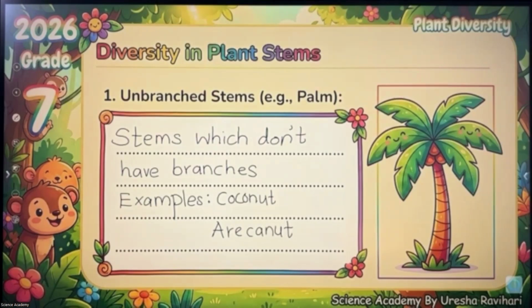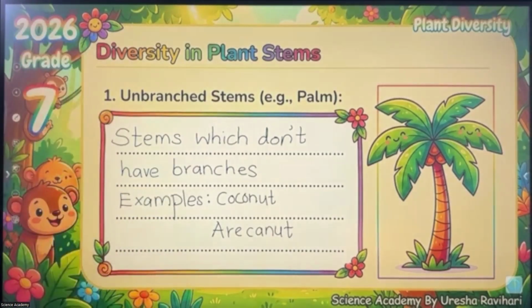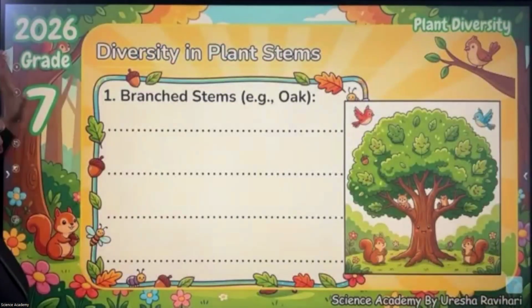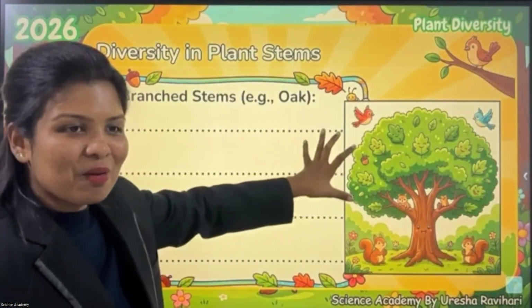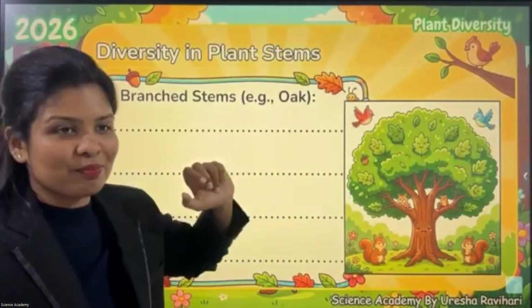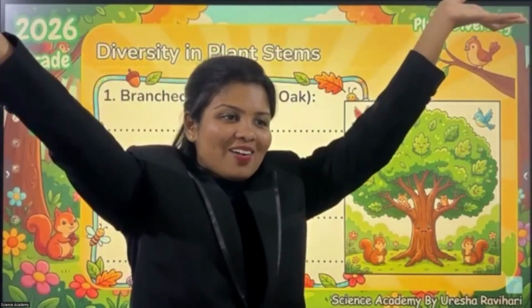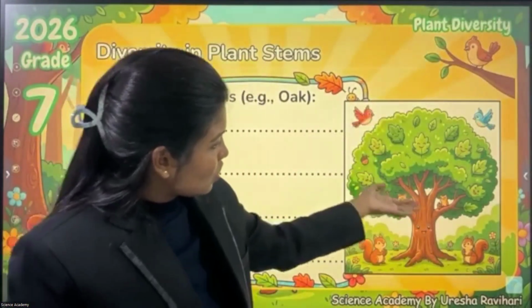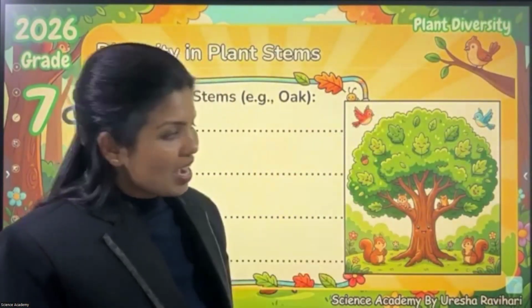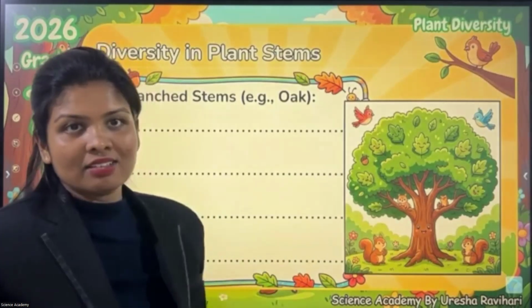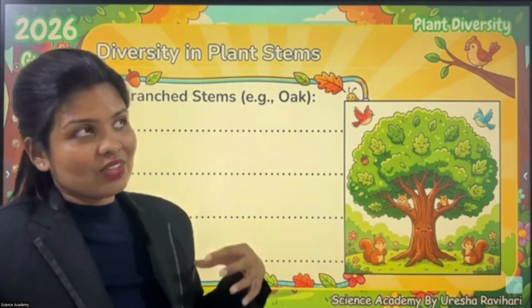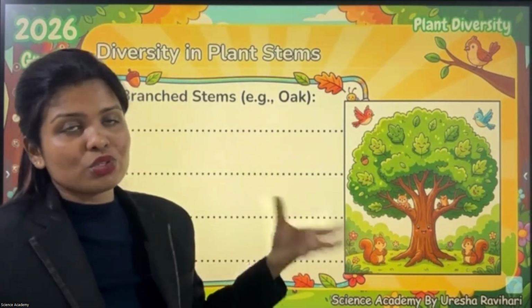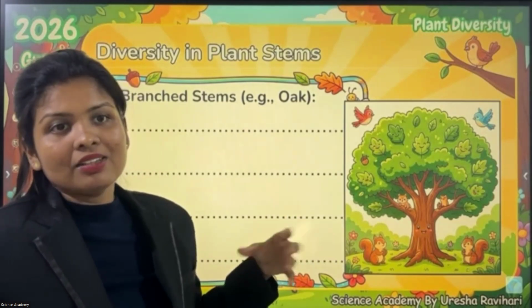Okay. All right. So then we'll move with the next part, that is branch stems. Here, children, in my diagram, you can see a plant with a branch stem. We can see it is divided into branches. You can see animals also living on the branches. Jack, mango, breadfruit, like plants, we can see branches. Most of the plants are available with branches.